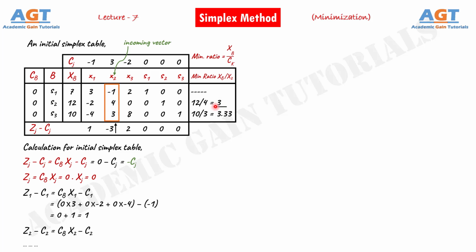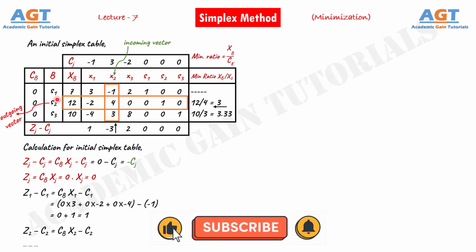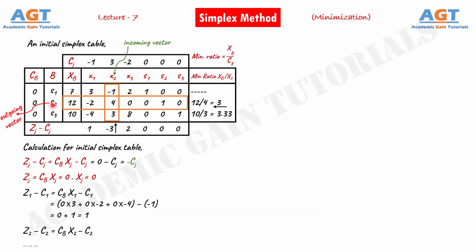We will indicate this minimum value of 3 by an arrow, and this corresponding row will be the key row. This variable s2 will be the outgoing vector. So, in the next table, this outgoing vector s2 will leave this place, and this incoming vector x2 will take the place of this outgoing vector s2. And this common element between this key row and key column is called key element. Here, 4 is the common element between key row and key column, so 4 is the key element.